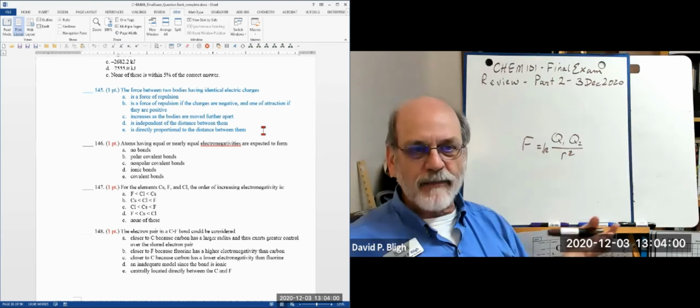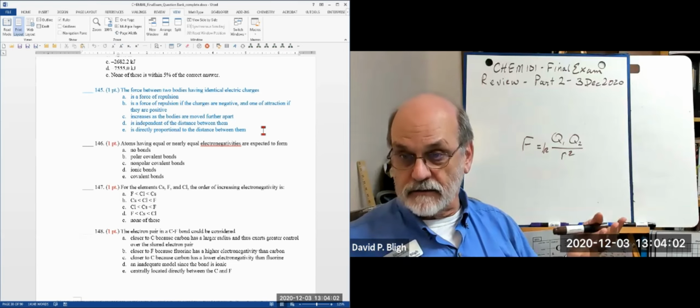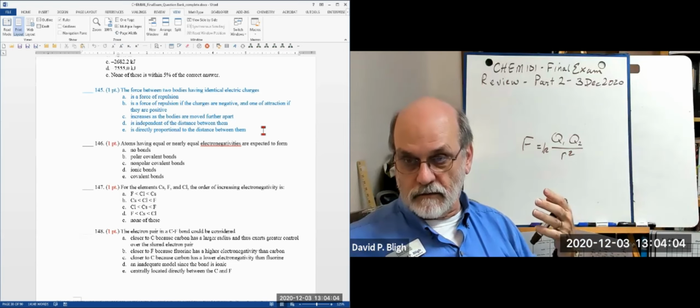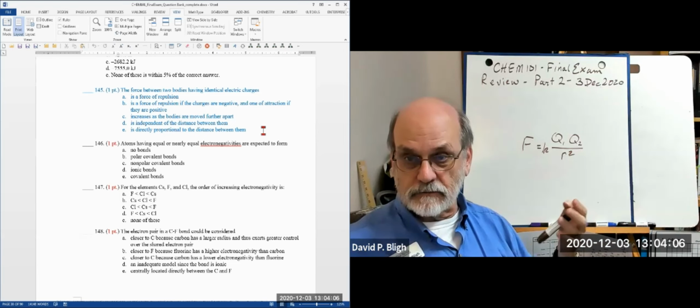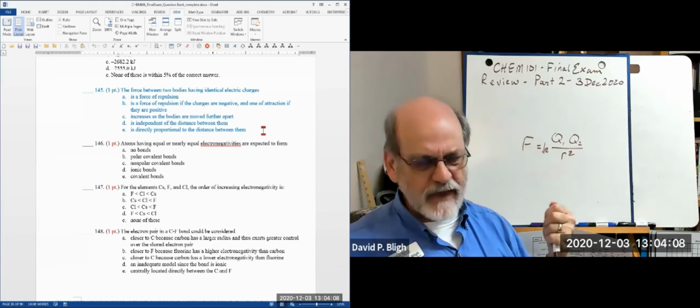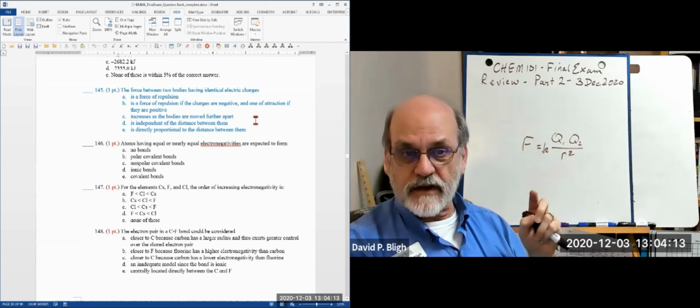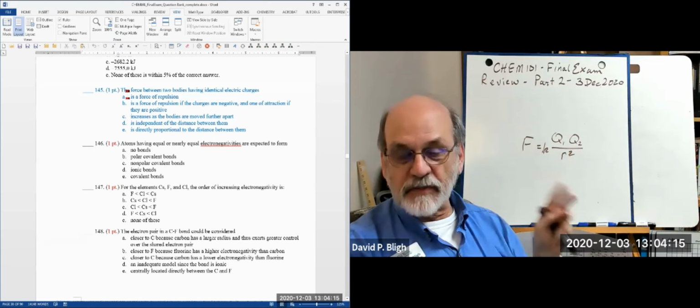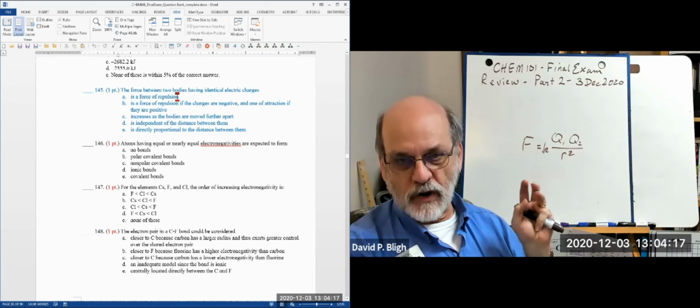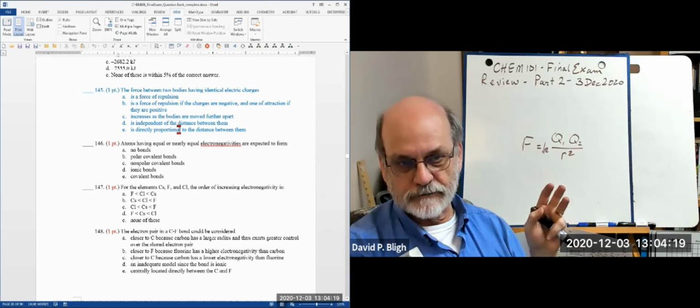Right? So that happens for gravitational effect, Newton's universal law of gravitation. Same thing, it's the inverse square. So the only one that fits here is this simple statement of a force of repulsion. The rest of them are false.